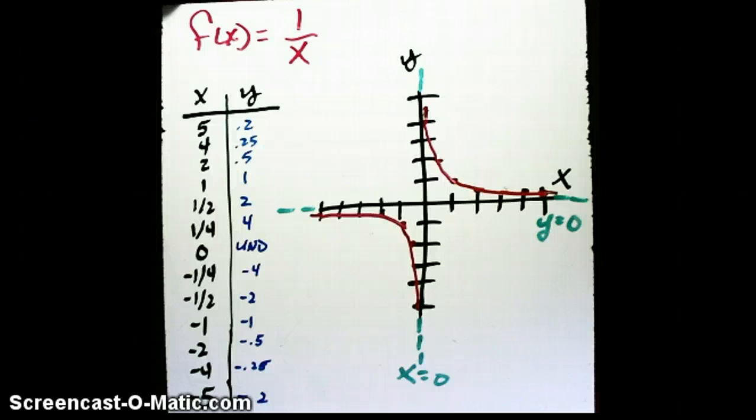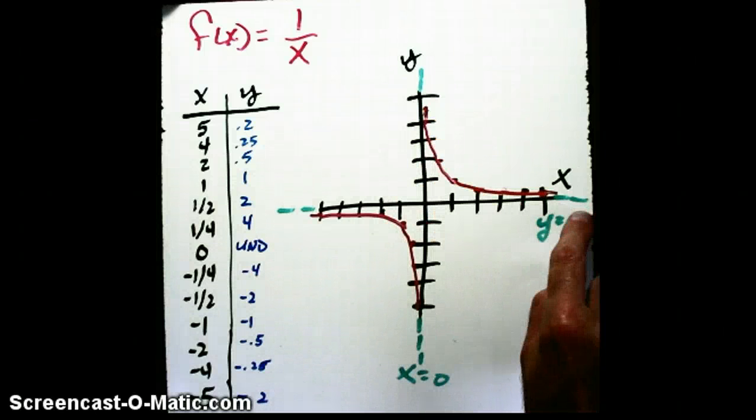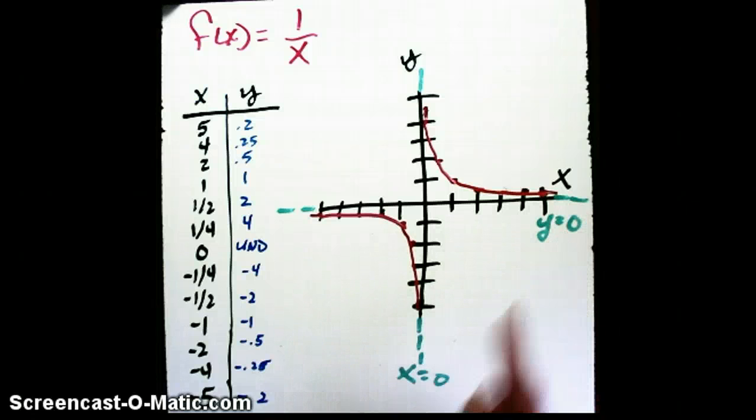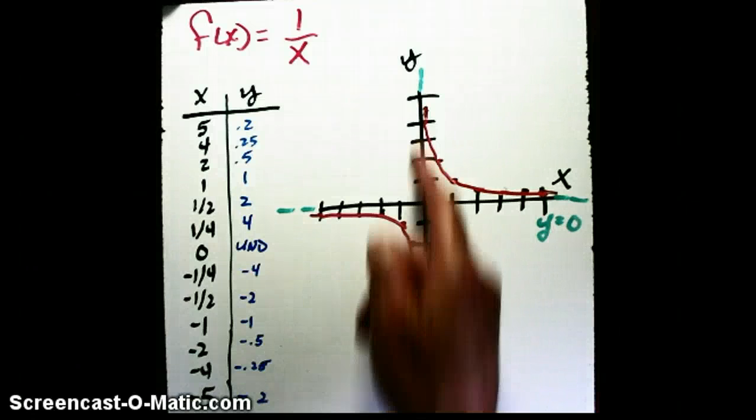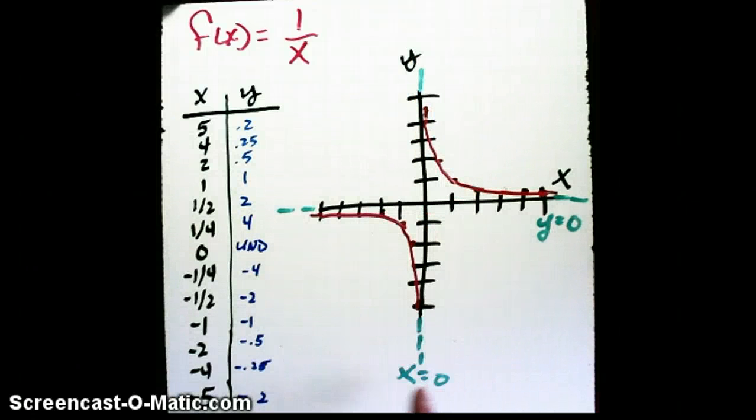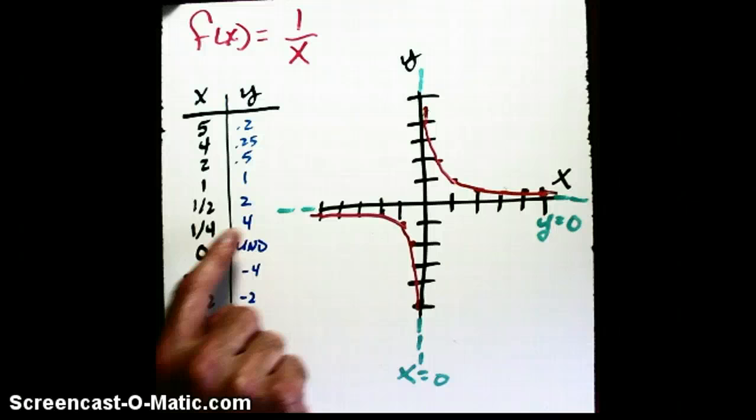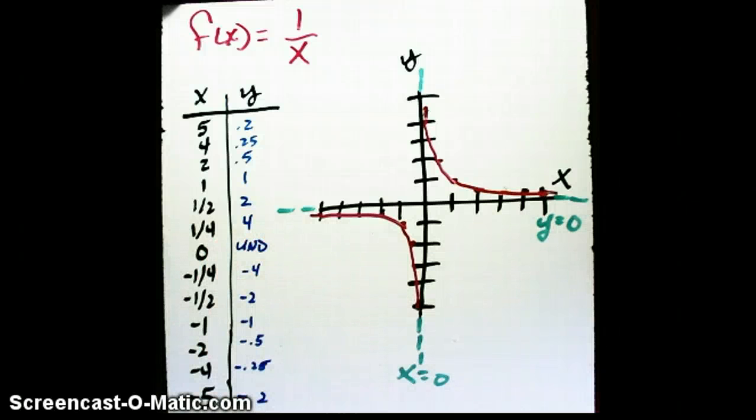Now we have some lines that the graph approaches but doesn't touch. There's a horizontal line, y equals 0, and there's a vertical line, x equals 0. We're going to call this a VA, vertical asymptote. We're going to call this a HA, horizontal asymptote. So keep that in mind.